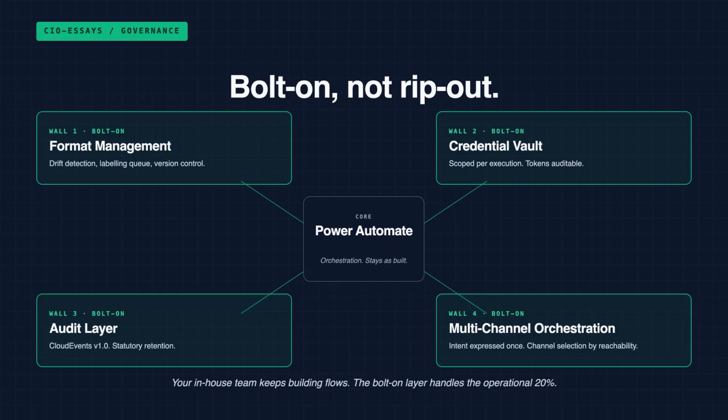Power Automate stays as the orchestration layer for the intake because it is good at that. The format management, credential vault, audit trail, and multi-channel orchestration layers run alongside it, called by the Power Automate flows when they need the missing capability. Your in-house team keeps building flows. The bolt-on layer handles the operational 20%, when to act.